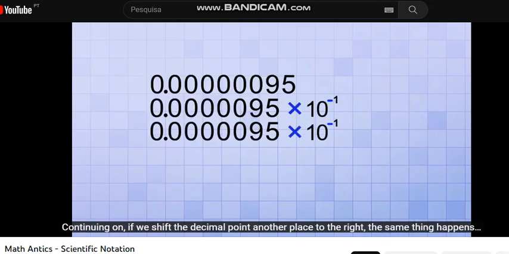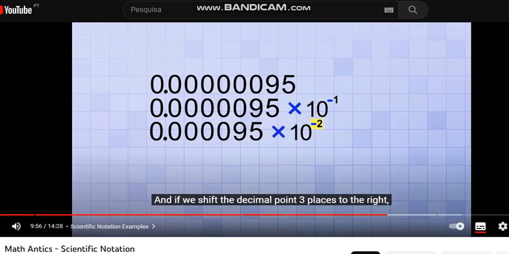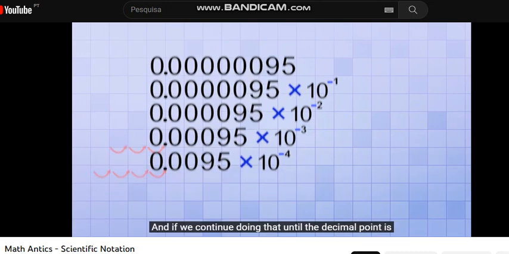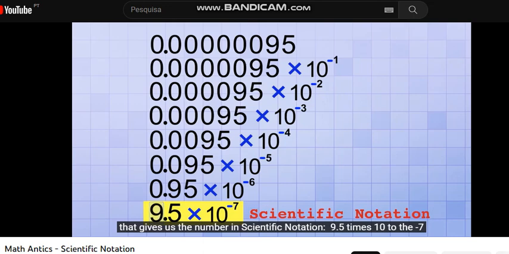Continuing on, if we shift the decimal point enough to keep the value the same, we need 10 to the negative 4 to compensate. Get the idea? And if we continue doing that until the decimal point is positioned so that there's only one digit to the left of it, that gives us the number in scientific notation: 9.5 times 10 to the negative 7.